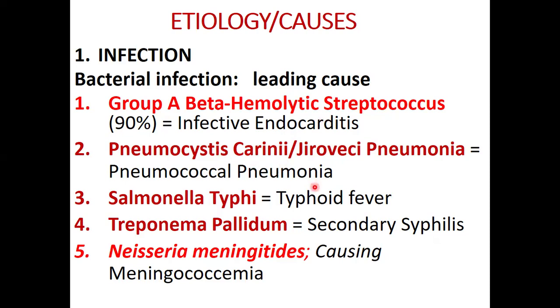Other infections can come through, for example, Pneumocystis carinii, formerly known as Pneumocystis jirovecii, which causes a certain type of pneumonia. Salmonella typhi, this causes typhoid fever. Then secondary syphilis by Treponema pallidum. So syphilis has three stages: there's what you call primary, secondary, and tertiary syphilis.